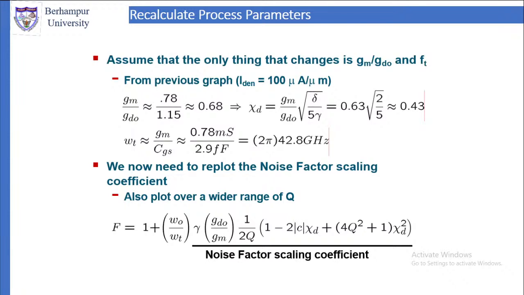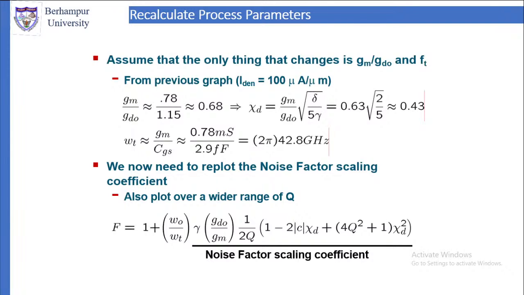Assume that the only change is GM upon GDO and FT. These are the only changes. Now GM upon GDO is approximately equal to 0.78 by 1.15. So that is approximately equal to 0.68. So GM by GDO is 0.68.